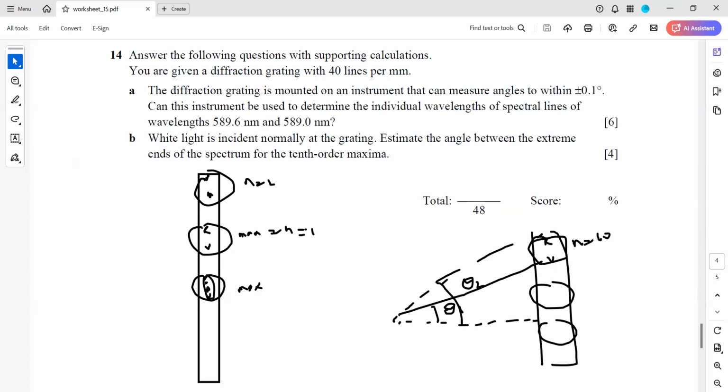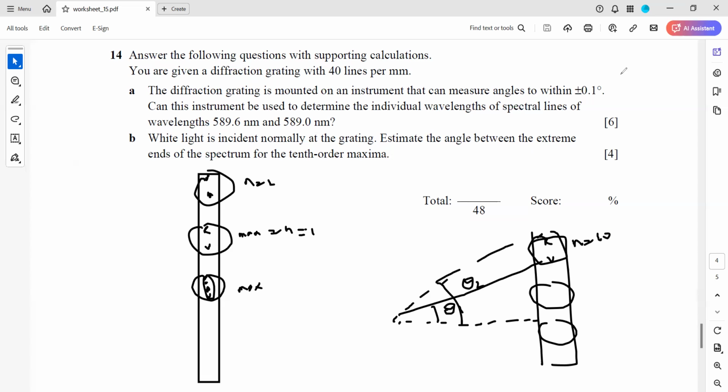That's right. One of the students already solved it. For red, theta is 16.3. That's correct. And for violet, theta is 9.2. That's also correct. And you take the difference. So it's about a 7-degree difference in the 10th order maxima, which has the colors violet and red.